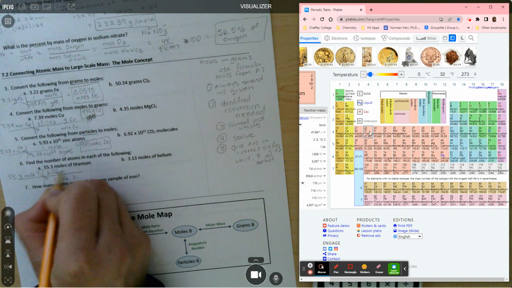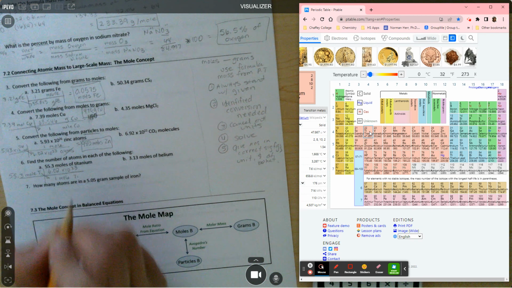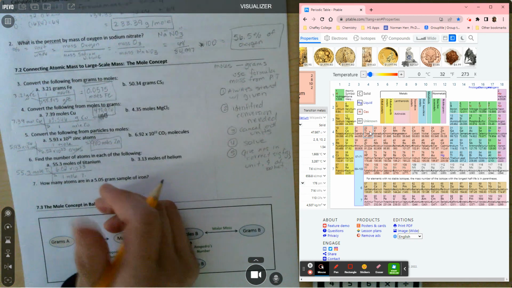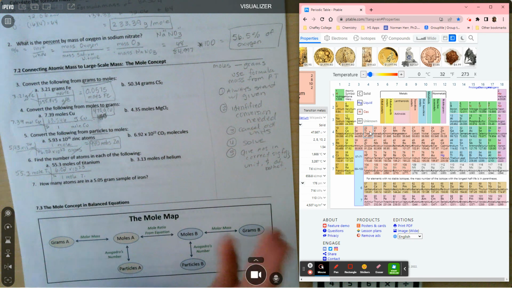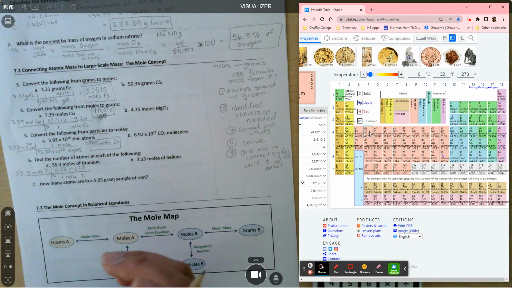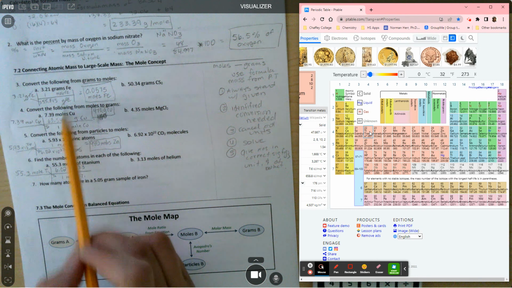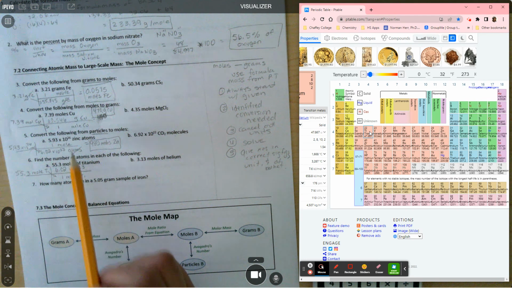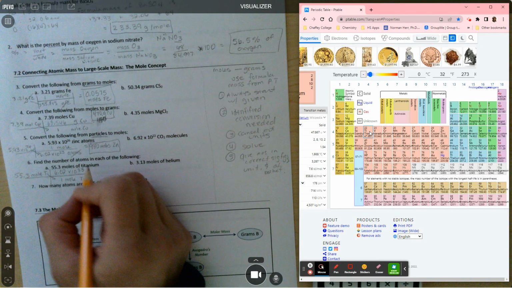Using Avogadro's number, you just use it. That's the beautiful thing about the ones involving Avogadro's number: that number is not going to change. It's either going to divide by it or multiply by it, but it's not going to change. Just like we did for these ones where the number changes because of the molar mass on the periodic table. These do not change. It's just going to be Avogadro's number as your conversion factor.